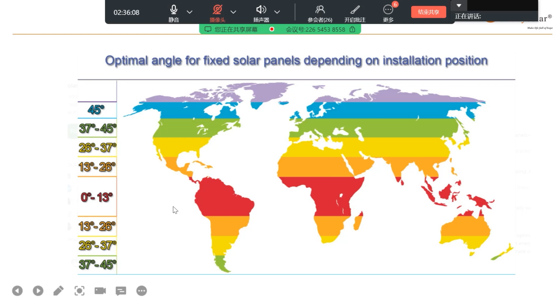For example, for Nigeria here, they can choose from 0 to 13 degrees, or 10 to 20 is also okay, because Nigeria is here, right? So you can check based on this map.